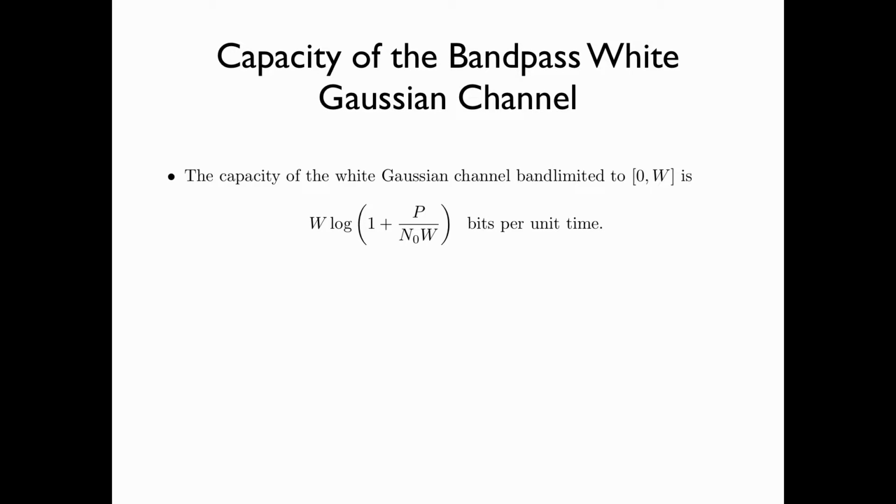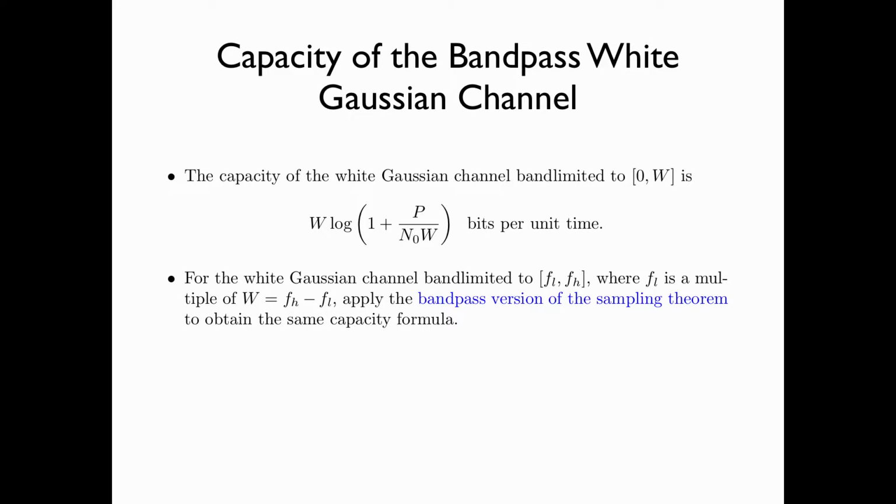Recall that the capacity of the white Gaussian channel band-limited to the interval [0, W] is equal to W times log of 1 plus P over N0 times W bits per unit time. For the white Gaussian channel band-limited to the interval [FL, FH], where FL is the lowest frequency and FH is the highest frequency, and FL is a multiple of the bandwidth of the channel, W, equal to FH minus FL, we can apply the bandpass version of the sampling theorem to obtain the same capacity formula.